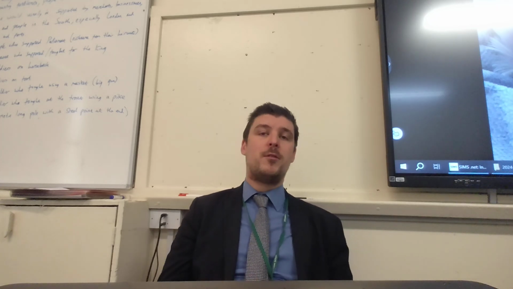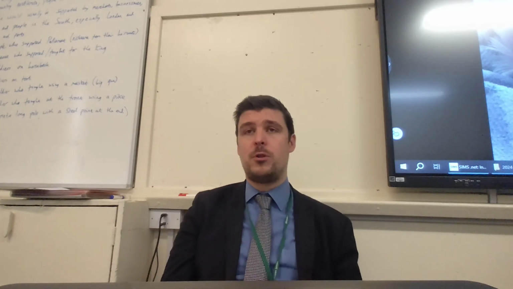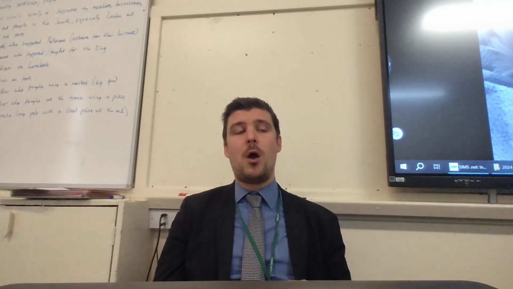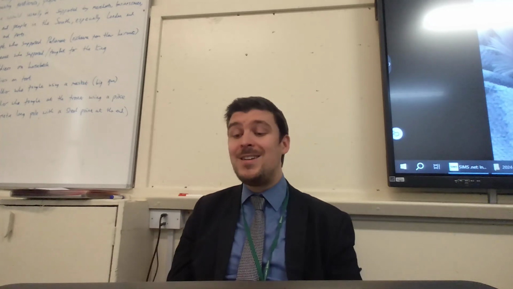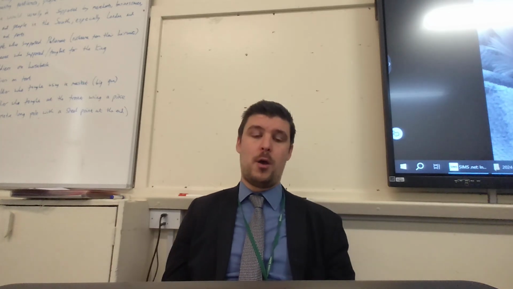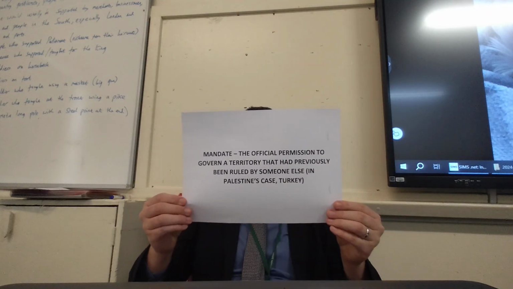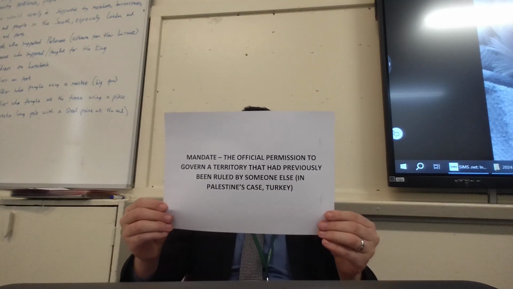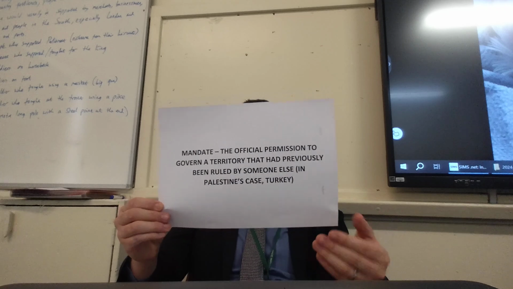There is a video on that, so go and find that video if you haven't seen it already. All of these agreements happened during the First World War, obviously 1915, 16 and 17. So after the war, Britain was given the mandate to rule over Palestine. Now, a mandate, as you can see here, is the official permission to govern a territory that had previously been ruled by someone else. In Palestine's case, Turkey.